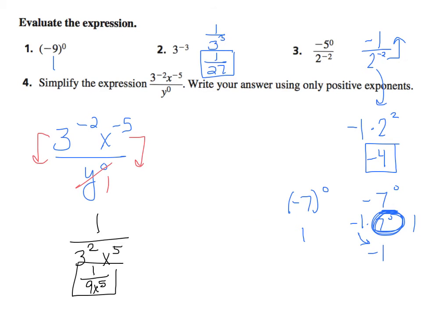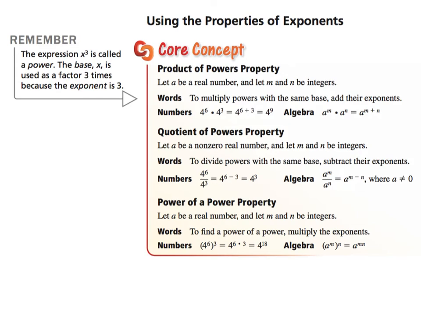All right, our next core concept is using the properties of exponents. So we have 3 of them. The product of powers property, that says we're going to multiply powers together. So to multiply powers with the same base, you add their exponents. So here we go. To multiply powers with the same base, add the exponents.